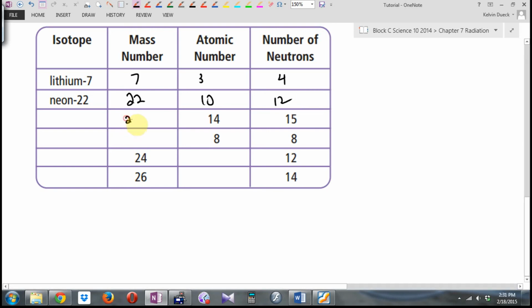This has a mass of 29. What element number? 14. So what element is it? This is silicon-29. So as far as I'm concerned, again, Conlon, I can give you any two of these three numbers, and you can find the missing number, no problem, or symbol.